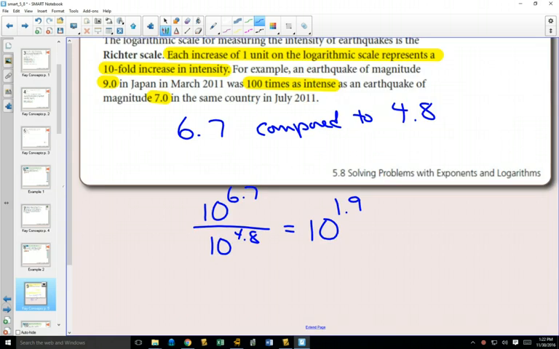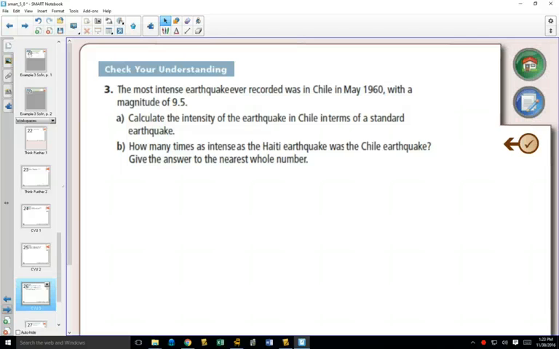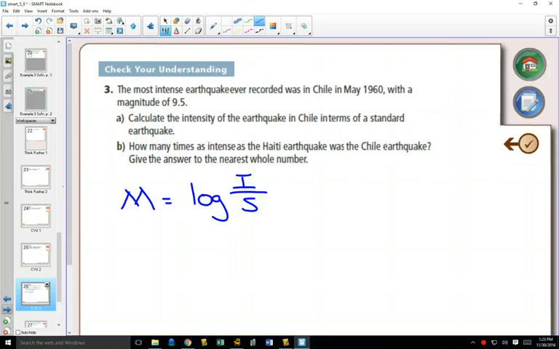All right, so let's go to our first example. We'll look at how we solve these things if we did use the formula and why the shortcut works. So I'm going to write the formula again here, the magnitude. The most intense earthquake ever recorded, Chile 1960, was a 9.5. That's crazy. So we want to calculate the intensity of Chile in terms of a standard earthquake. So that means we want to get intensity by itself.